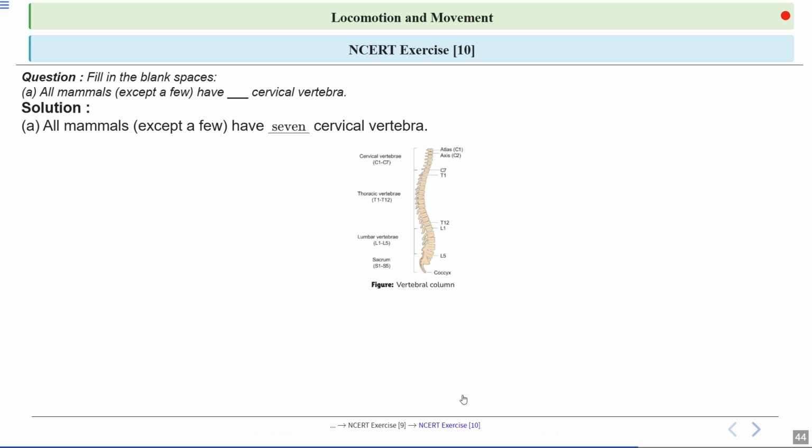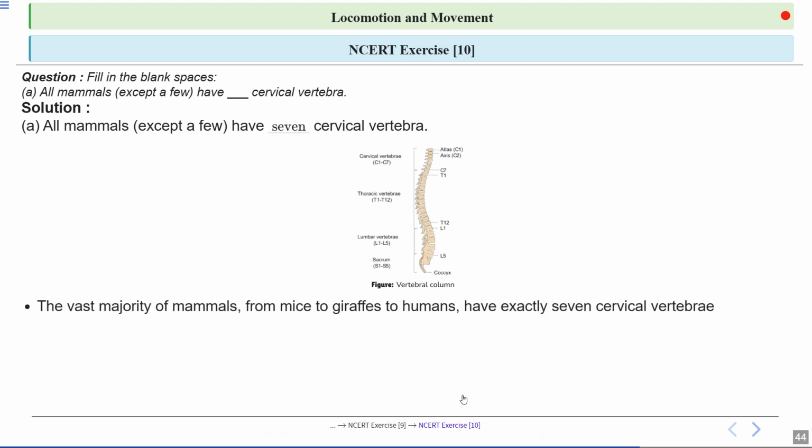You can also see the picture of the vertebral column, which is showing different regions: cervical vertebrae, thoracic vertebrae, lumbar vertebrae, and sacrum. And at the end, we have coccyx, or we can say tailbone. What's really interesting is that this number, 7, stays the same for almost all mammals regardless of their neck length, which we have already talked about. For example, a giraffe's long neck is made up of 7 very elongated vertebrae, just like in humans. This shows us how evolution can stretch or shrink bones, but also keeps the basic number the same.